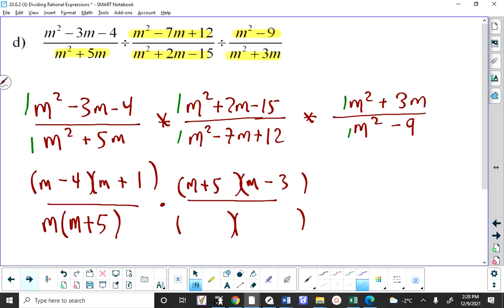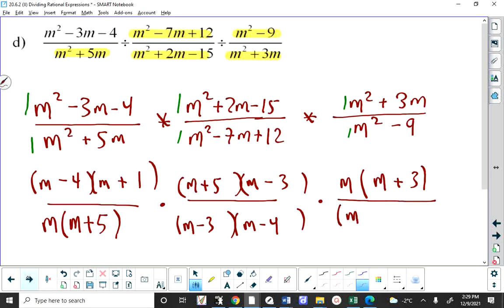Bottom, two numbers that multiply to give 12 and add to give -7. That would be, boy, I'm really struggling today, -3 and -4. So m minus 3, m minus 4. And then we also have a common factor of m in the numerator here. We can factor an m out and be left with m plus 3. And the denominator is a difference of squares, m plus 3, m minus 3.